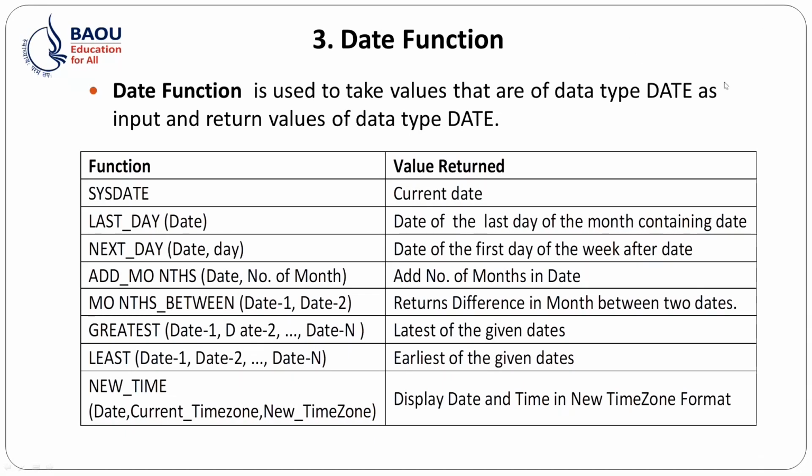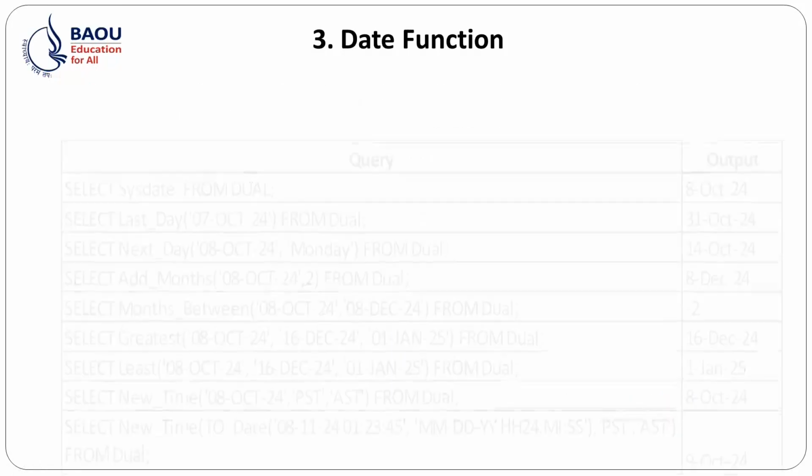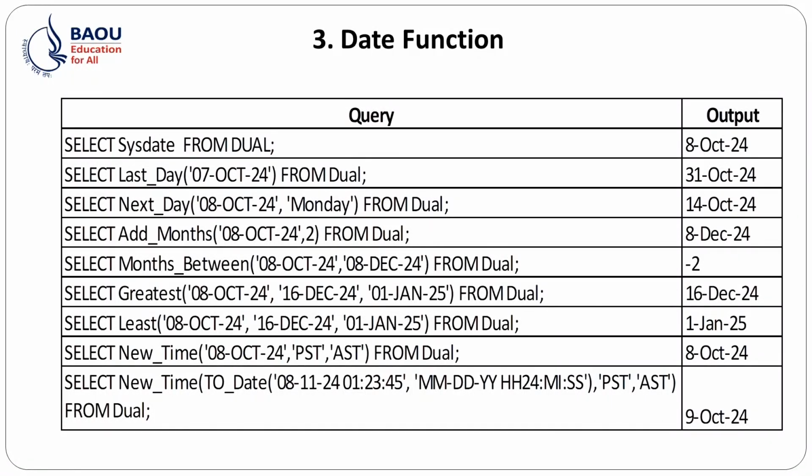NEXT_DAY is used to display the first day of the week after the date. ADD_MONTHS is used to add a number of months to the date. MONTHS_BETWEEN returns the difference between these two dates. GREATEST is used to display the latest of the given dates. LEAST displays the earliest of the dates, and NEW_TIME displays the date in the current time zone converted to a new time zone.